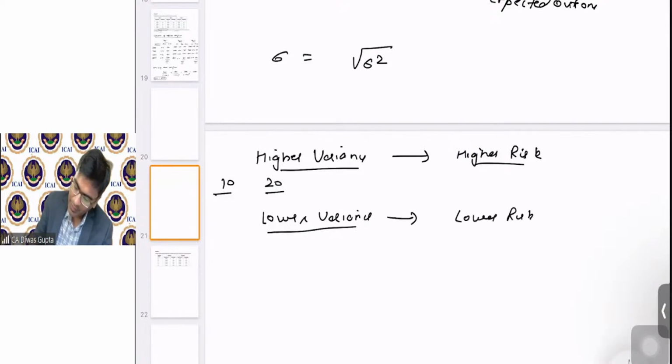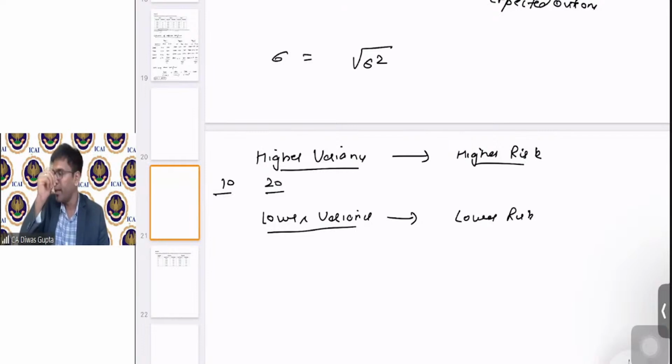So please remember, higher variance means higher risk and lower variance means lower risk. Mano, you are also right. Uday, okay. Lower variance, lower risk. Devansh, lower variance, lower risk. Shailesh, higher. Gurram, higher. Kirti, higher variance, higher risk. Suraj, higher risk. Perfect. All of you are right.